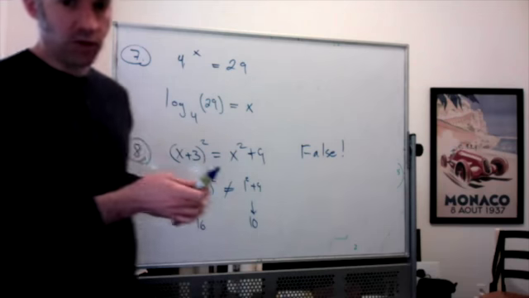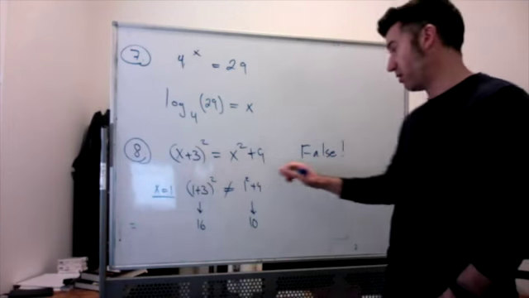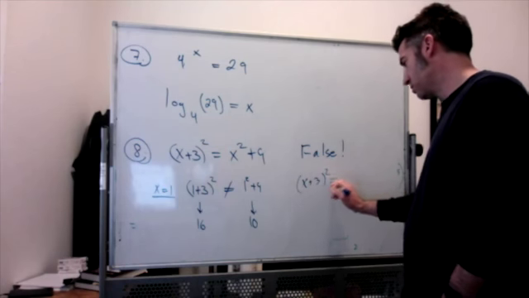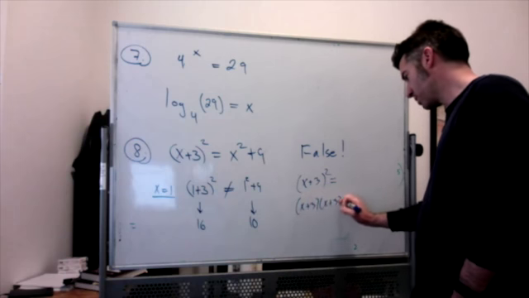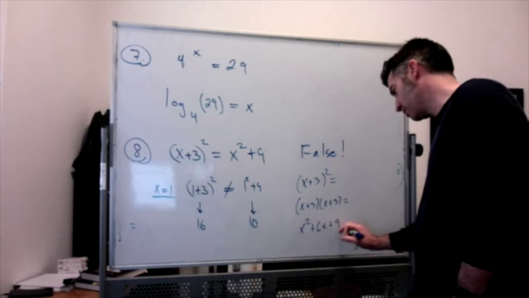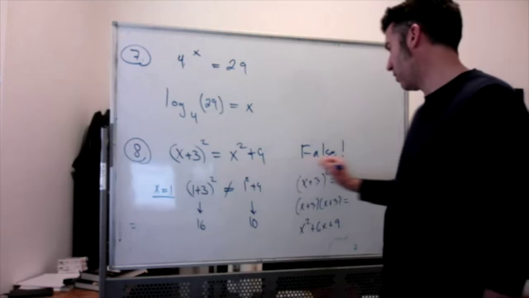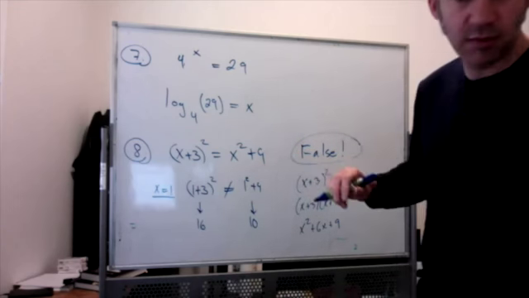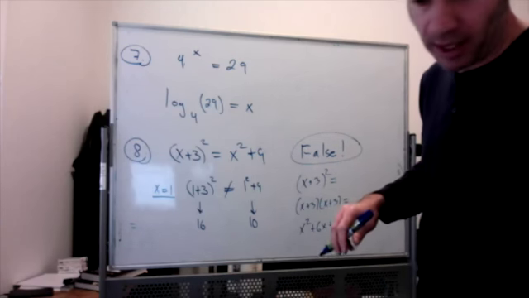Or you could go for the more general idea. If you multiply out x plus 3 squared, x plus 3 squared is actually x plus 3 times x plus 3, which is x squared plus 6x plus 9. So false, right? You don't need to say any of this stuff. All you have to say is false, but just be aware that this is false. All right, next page.